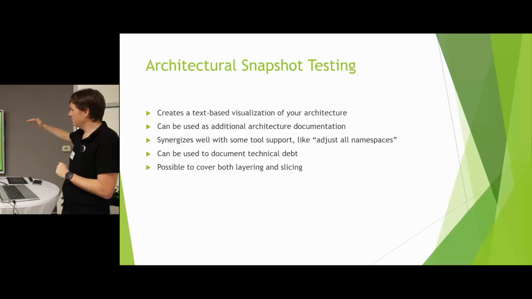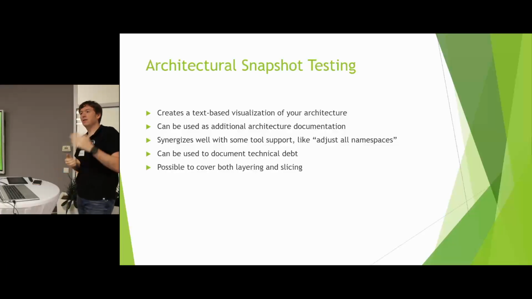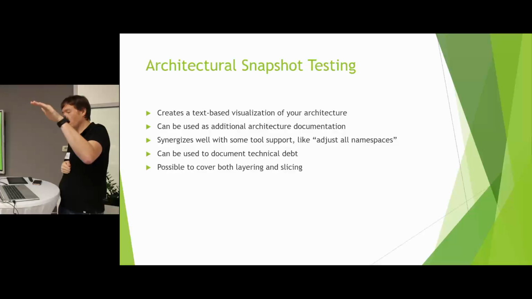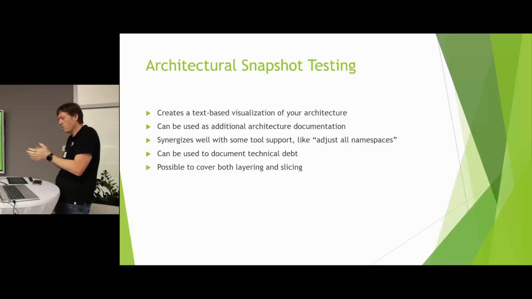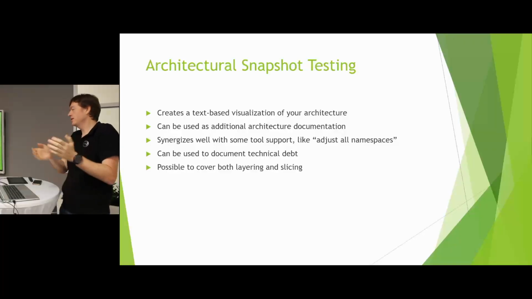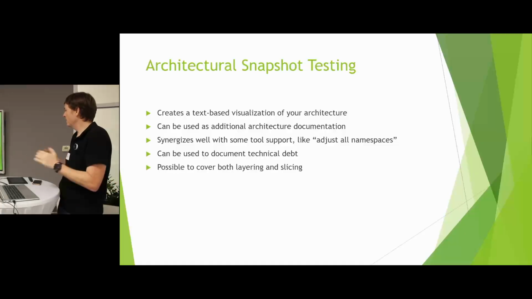I will show you later how it can be used to document technical debt. And of course, you can cover both layering and slicing. Layering would be host, infrastructure, domain. And slicing would be you have one module, you have another module, you have a third module, and how they interact with each other, where they may interact, which layer can access which other layer. For example, you can have your normal domain language and you have your core that has core functionality, and at what interface location can you use to access the one from the other.